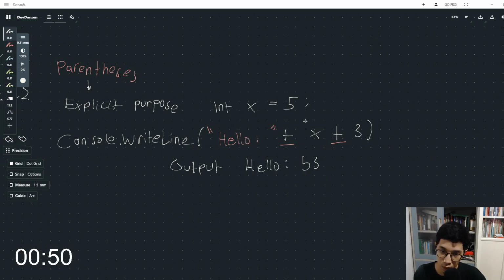So in order to fix this, you have to put the parentheses here, and it will work perfectly fine. So x plus 3 is equal to how many? 5 plus 3 is equal to 7. Okay, equal to 8, sorry. 5 plus 3 is equal to 8. So this one is the latest output.